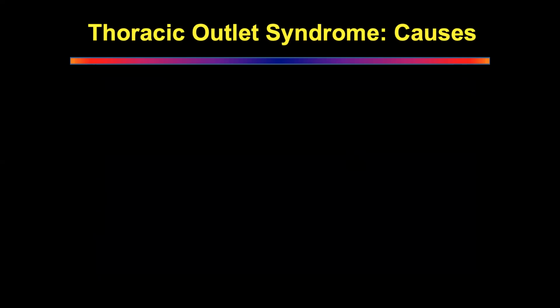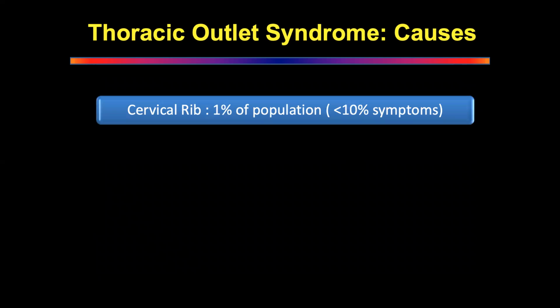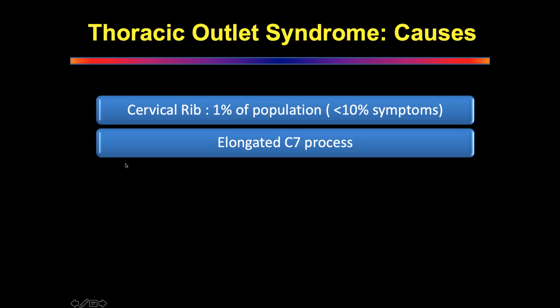So the cervical rib, compression, thrombus. Yeah, but causes, why do you get thoracic outlet? One is cervical rib. What else? Raynaud's disease. C7 process elongation. Okay? Elongating. All right. What else?